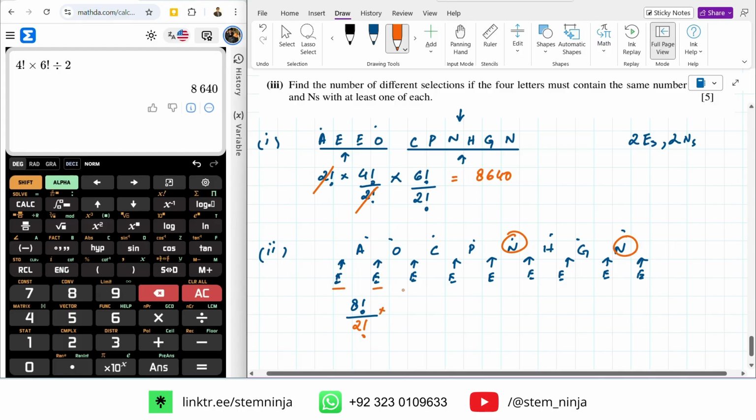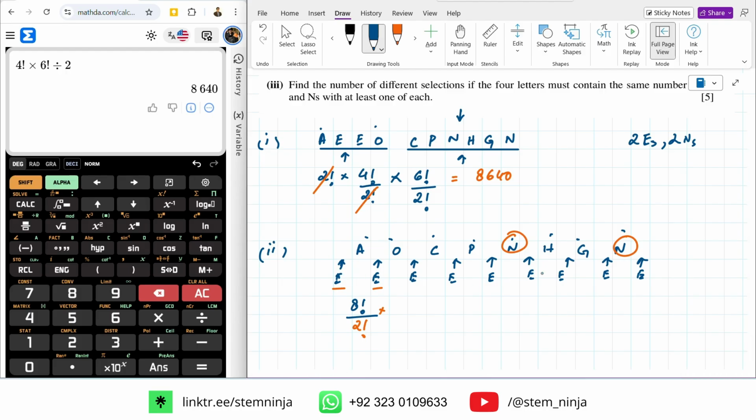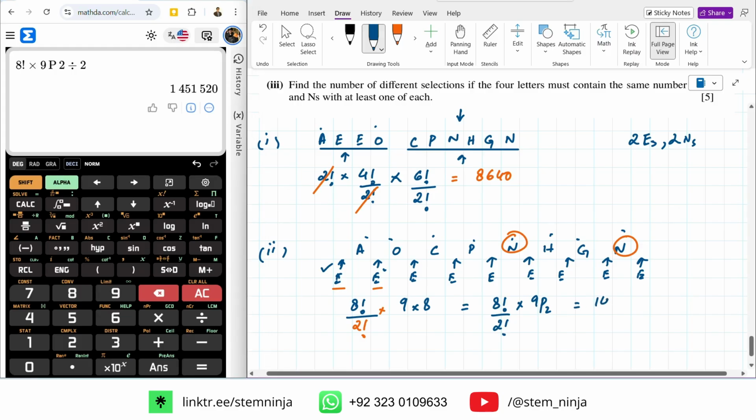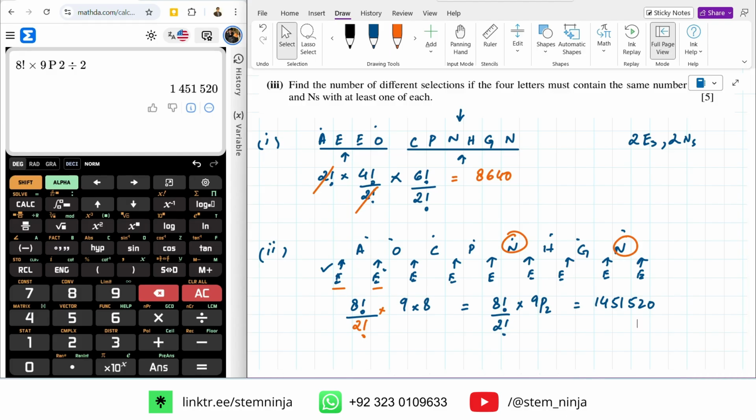And for these E's, you have 1, 2, 3, 4, 5, 6, 7, 8, 9 places. So you can do 9 times 8, because once you choose one place, 8 places are left. Or you can write it like 8 factorial divided by 2 factorial times 9P2, whichever way you prefer. So 8 factorial times 9P2 divided by 2. This is this value, 1451520. Right, okay.